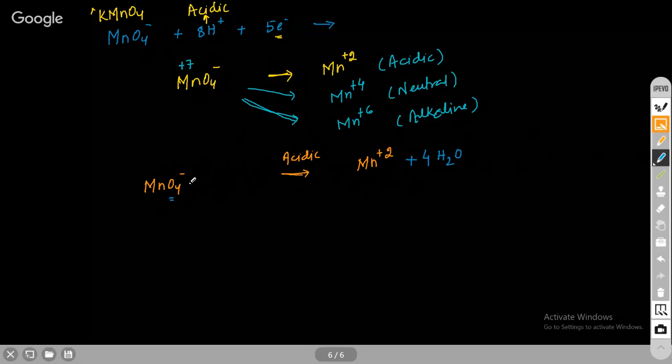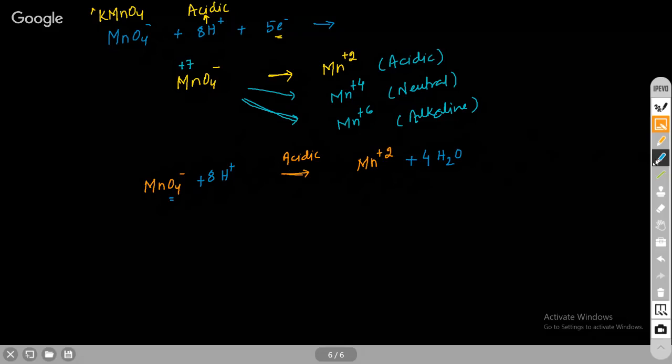Now to balance hydrogen, we'll add H plus on the other side again. But how many H plus? It depends on how many hydrogens we have here. We have 8 hydrogen, so we'll add 8 H plus. Now if you see this reaction, all the atoms have been balanced: manganese, oxygen, hydrogen, all the atoms.